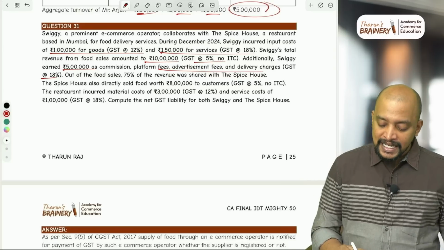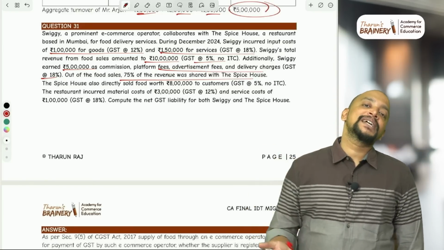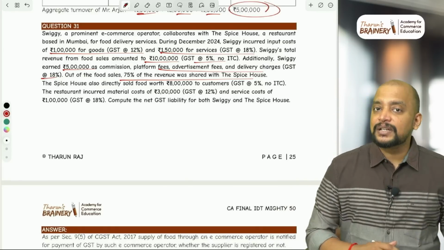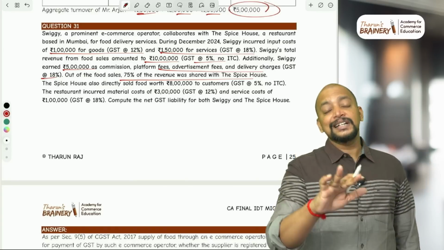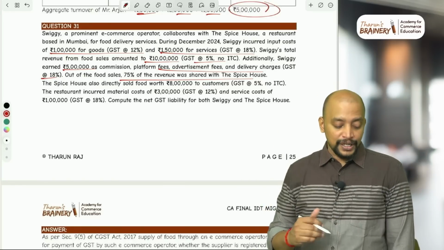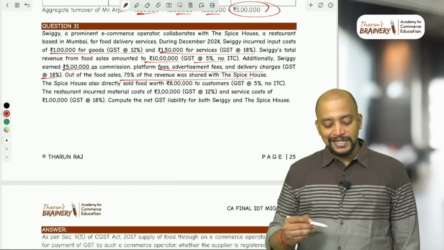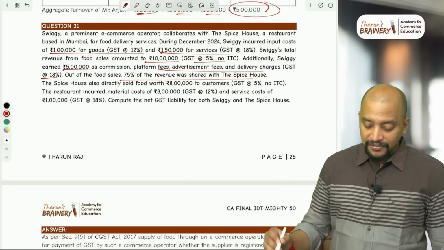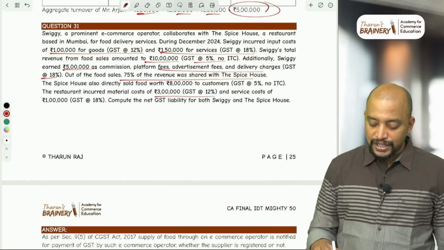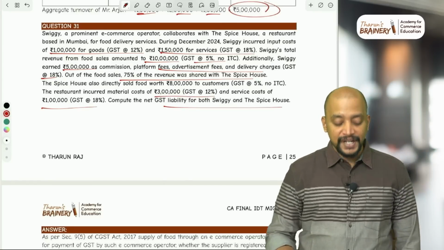Out of the food sales, 75% of the revenue was shared with this Spice House. As GST is already paid by Swiggy, whatever money that they are sharing with the restaurant will be treated as an exempted supply for the restaurant. So that is actually given in the CBSE circular. So these are all based on the circulars only. Okay. Next. The Spice House also directly sold food worth rupees 8 lakhs to customers, GST at the rate of 5%, no ITC. The restaurant incurred material cost of 3 lakhs, GST at 12%, and service cost of 1 lakh. Compute the net GST liability for both Swiggy and Spice House.